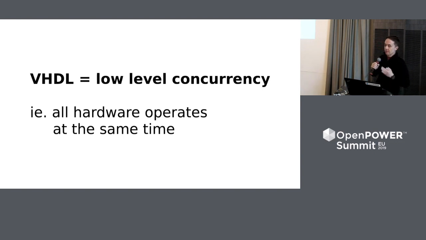VHDL is different to writing C. For those who are familiar with hardware, it's about low-level concurrency. It's not like software where you've got instructions that run sequentially. Everything happens in hardware all the time at the same time. So you've got to sort of change your mindset when you're writing VHDL.